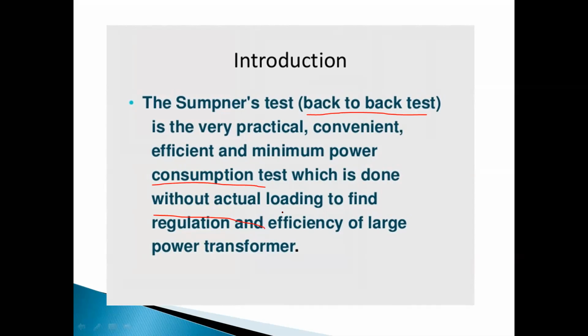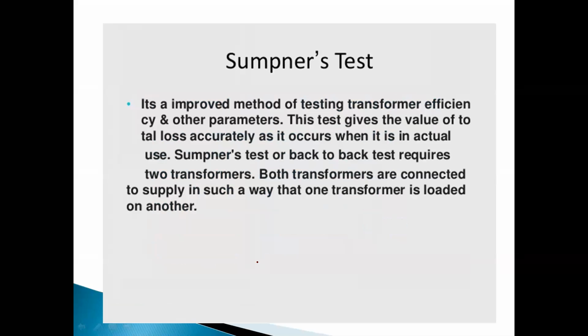To find the efficiency and regulation of large power transformers. Another point is that temperature rise is also calculated from this Sumpner's test. It is an improved method of testing transformer efficiency and other parameters. This test gives the value of the total losses accurately. Total losses means core losses plus copper losses, accurately, as it occurs in actual use.